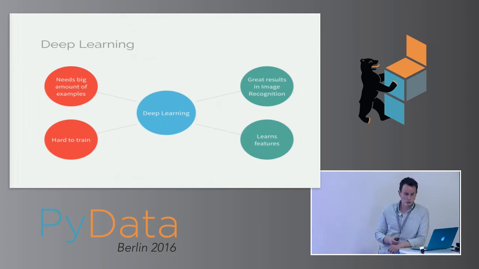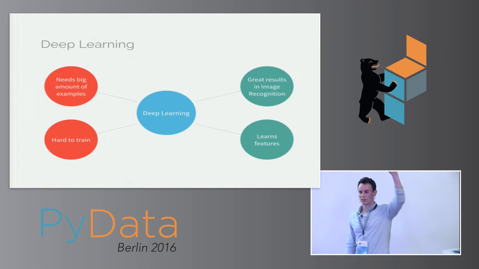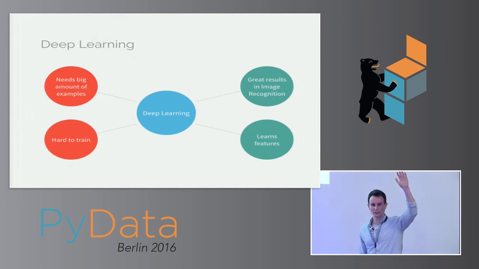And of course, to solve the problem with images, the best thing you can use is deep learning right now. How many of you used deep learning for some problems? Okay, all right, some of you.